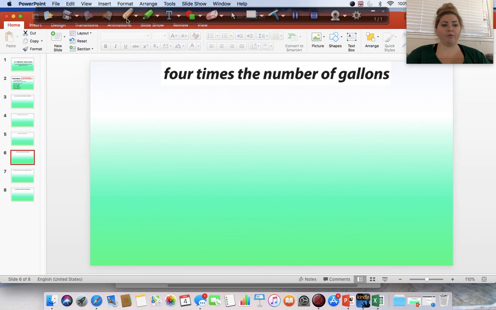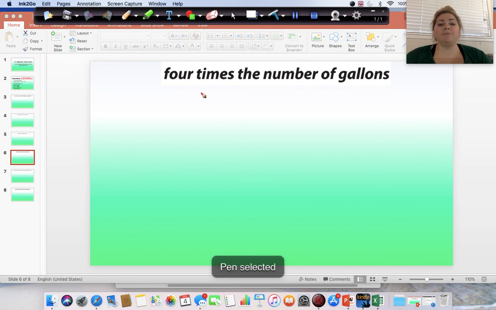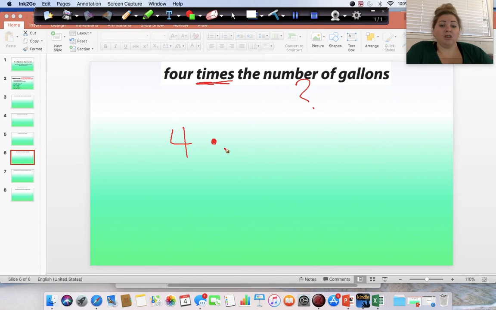Okay, so 4 times the number of gallons. So I know that times means to multiply. Our number's going to come first because when we are multiplying, order doesn't matter. So 4 times, we don't know the number of gallons, so you can put a variable for that. I'm going to put G for gallons because we don't know the gallons, right? So 4 times G is our expression.